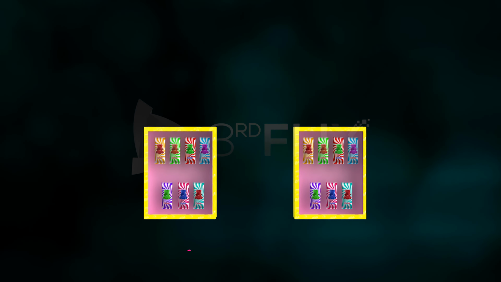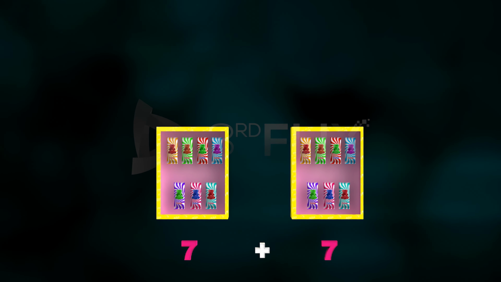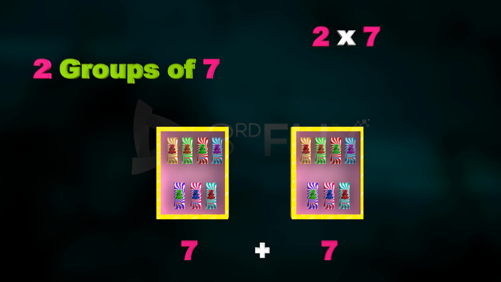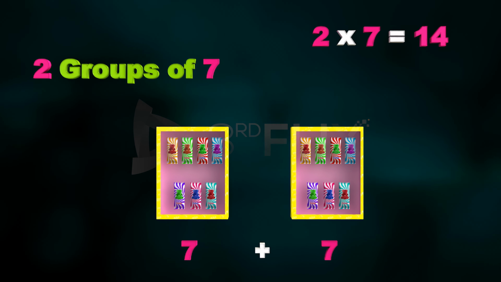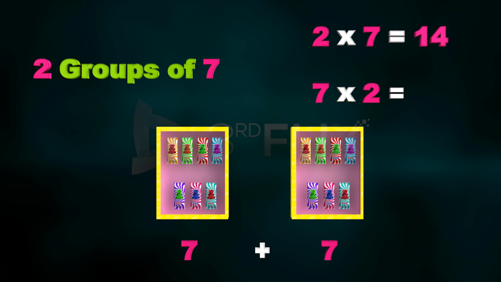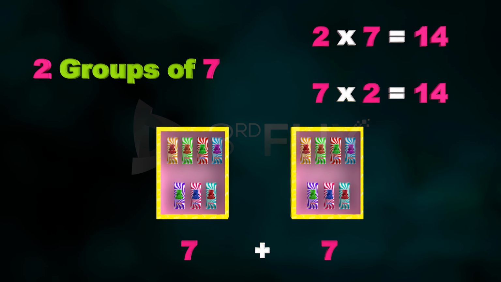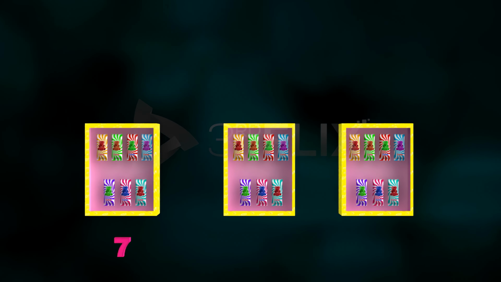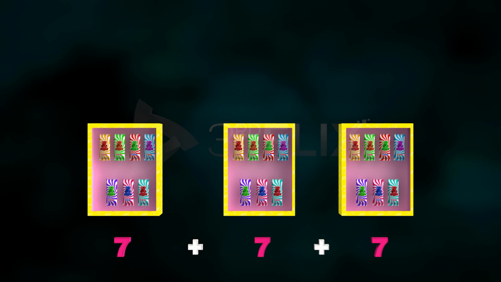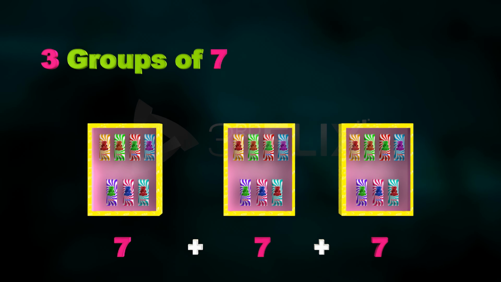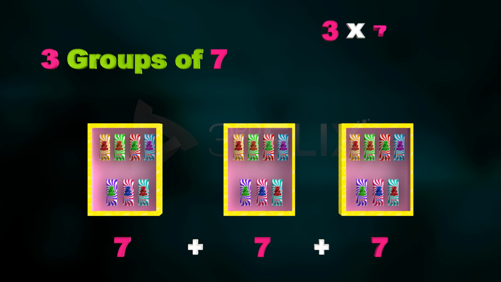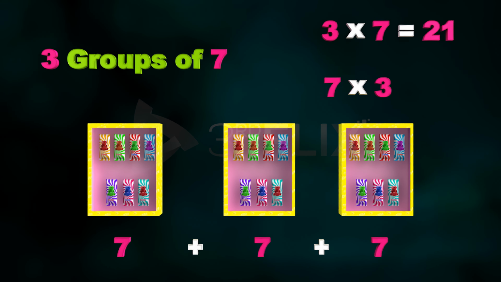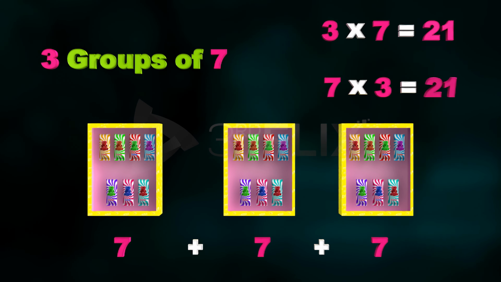2 packs have 7 plus 7 candies. 2 groups of 7. 2 into 7 is equal to 14. 7 into 2 is equal to 14. 3 packs have 7 plus 7 plus 7 candies. 3 groups of 7. 3 into 7 is equal to 21. 7 into 3 is equal to 21.